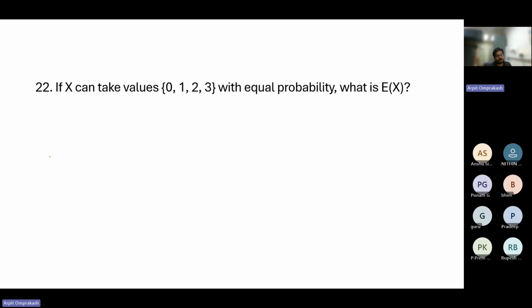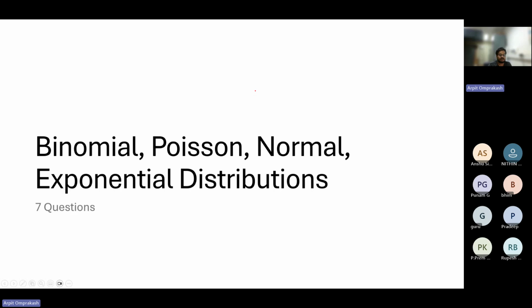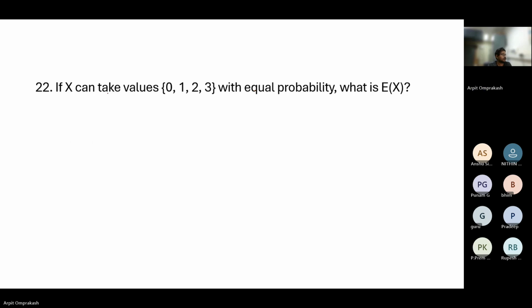So we can either use a table to do this, or we can simply, since it is mentioned that x can take the values of any of these with equal probability. That means all of them have equal probability of occurring. It'll actually be 0.25 because all of them should add up to 1.